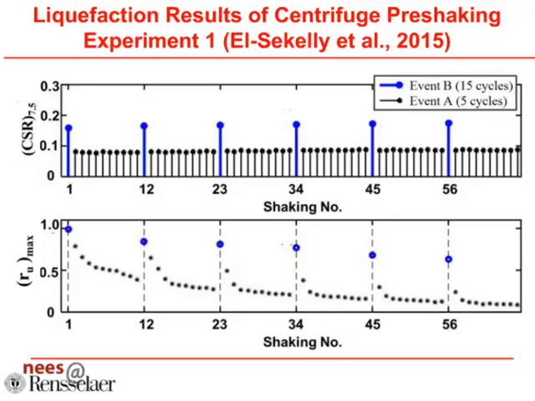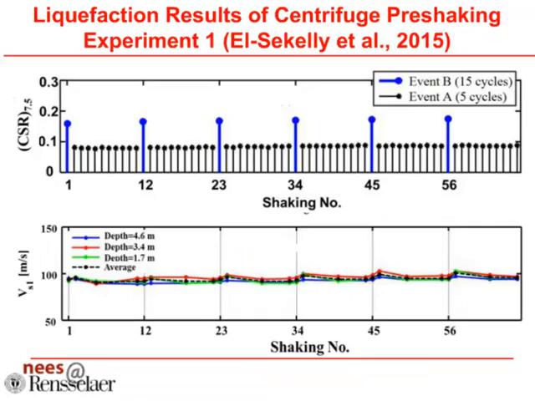In other cases, shake 2 for event A developed about 0.8 RU. By the end of the shaking event, it developed almost nothing, about 10%. So that's, again, a very good indication that the pre-shaking really has a significant effect on the potential for liquefaction.